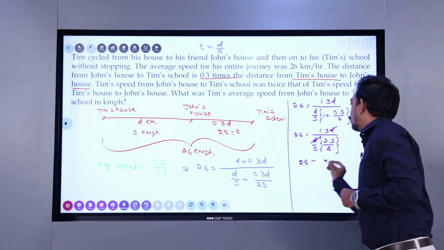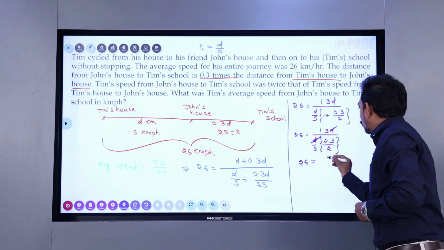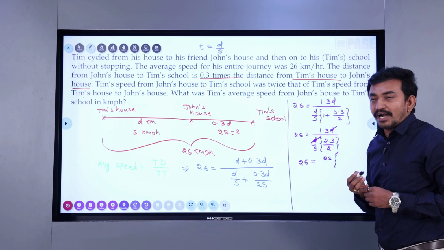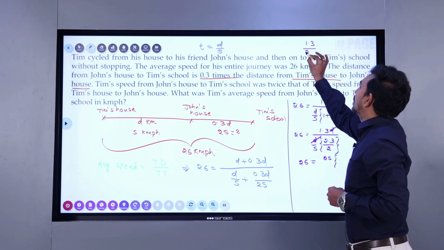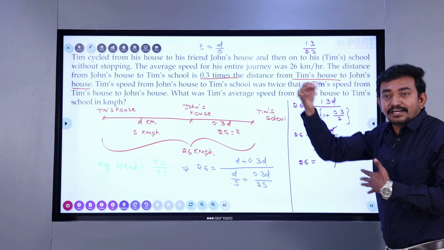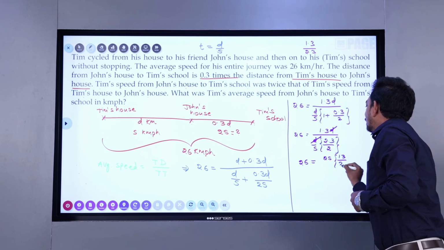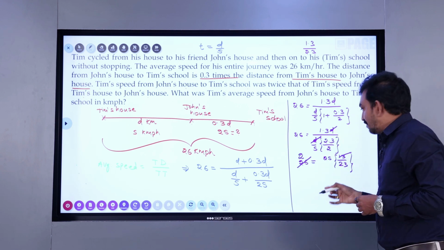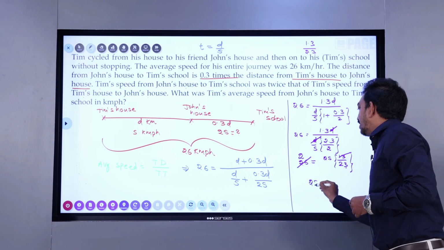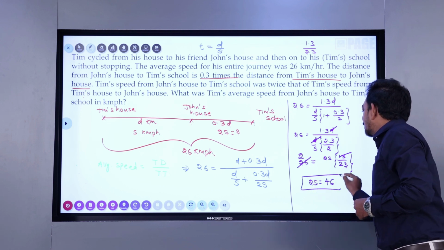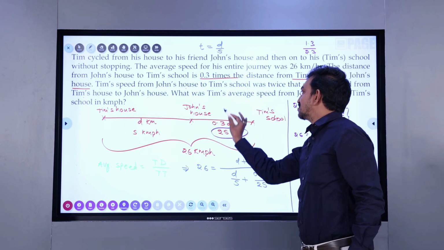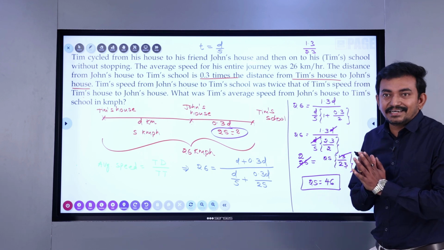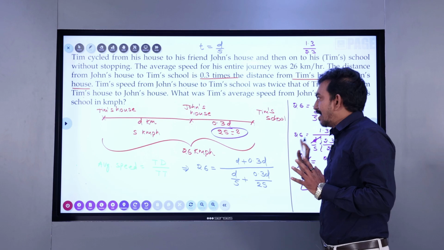This becomes 26 is equal to 2 into s, the inverse will go to the numerator, 2s into 1.3 by 2.3. How can I write 1.3 by 2.3? By multiplying numerator and denominator by 10, that will be 13 by 23, right? Now 13 goes how many times in 26? It goes 2 times. If we cross multiply, 23 times 2 would be the 2s value, which is what we are looking for. We are looking for Tim's speed from John's house to Tim's school. So the basic concept we discussed here is how to use average speed for unequal distances.